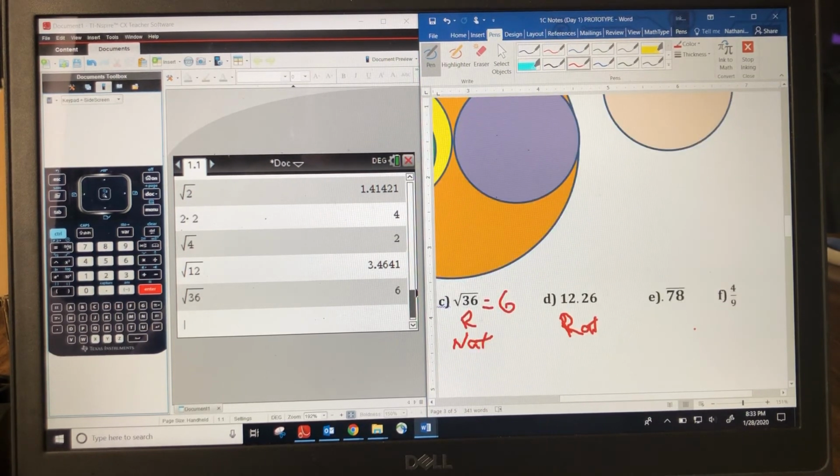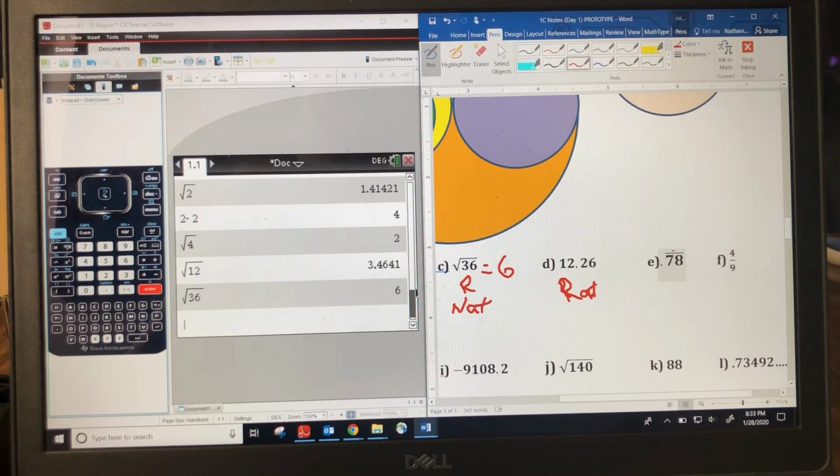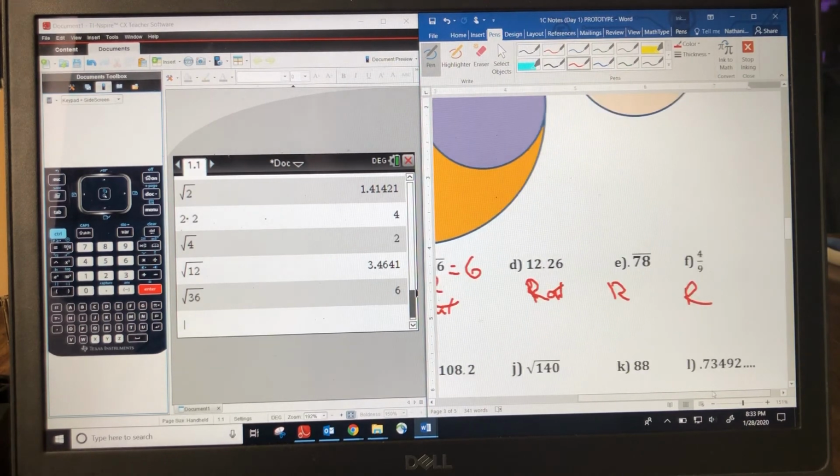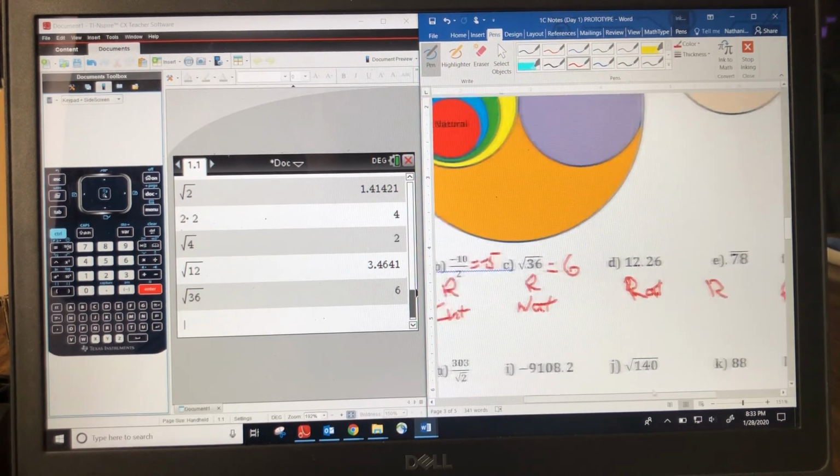All right. Next one is 0.78. Well, this has that bar on top, so that means it repeats. So it'd be 0.78, 0.78, 78, 78. So that's also another rational number. It's not in any of the simpler groups. It's a decimal that repeats, so it's rational. 4/9, once again, well, that's a fraction, right? It's a whole number over a whole number. It's rational. So hopefully these are some good examples that you guys can see.